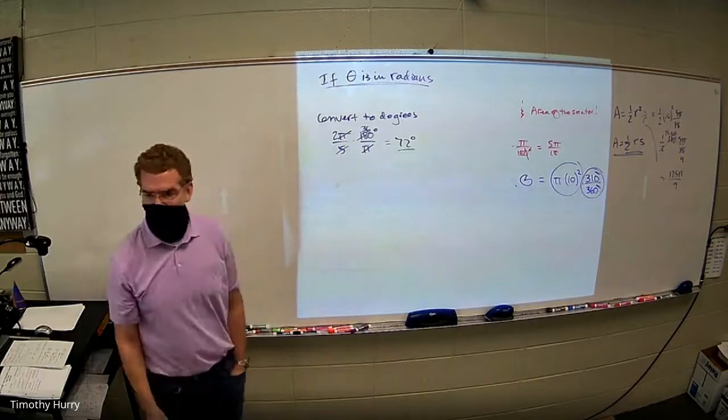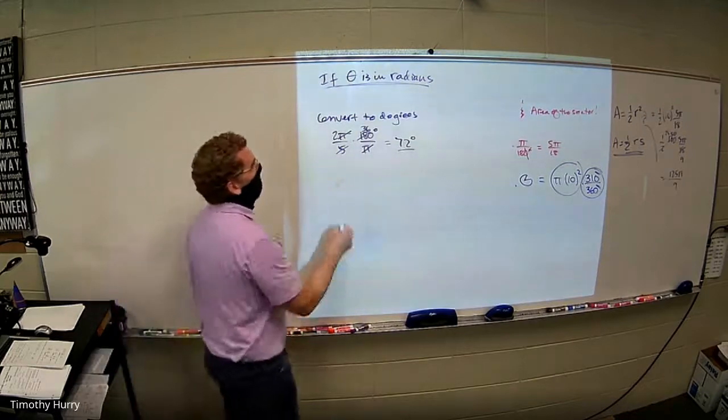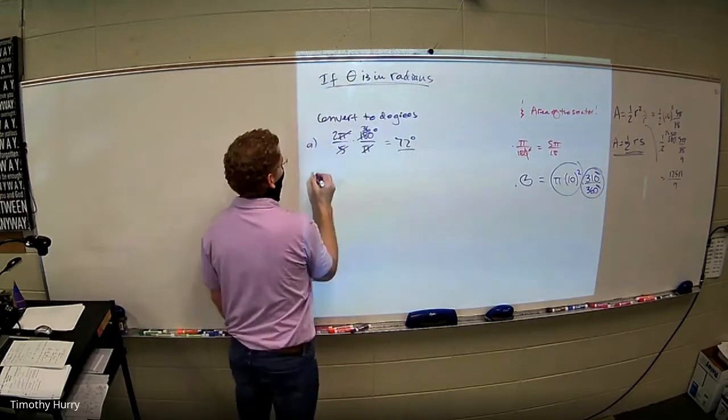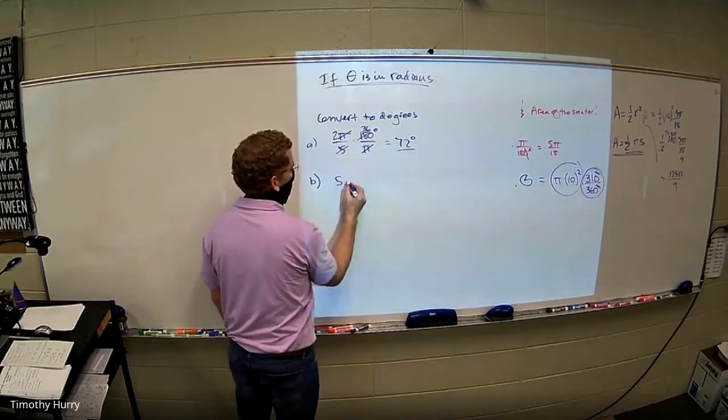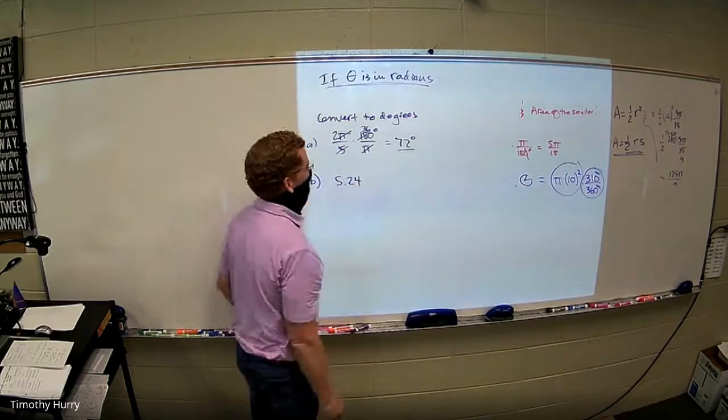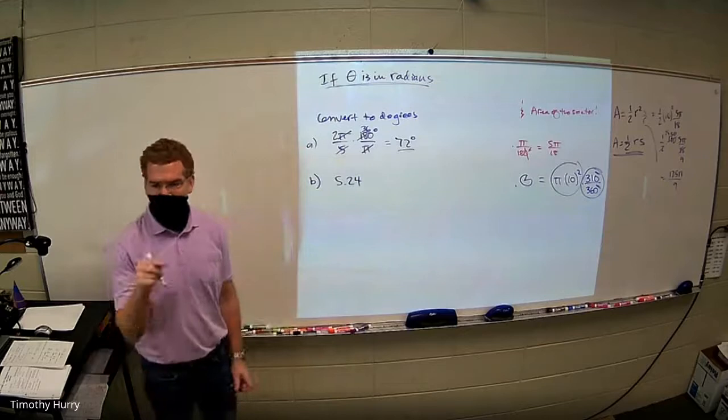Most people don't have an issue with that. Here's what people get messed up. Convert to degrees, and I give them this, 5.24. How do I convert to degrees now?